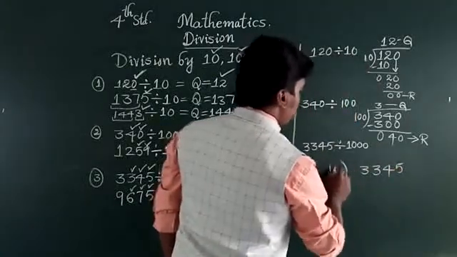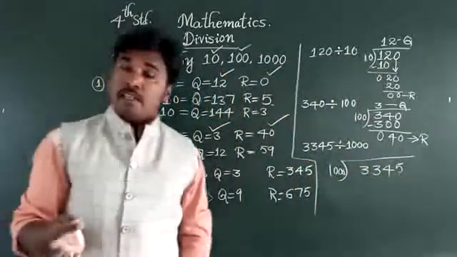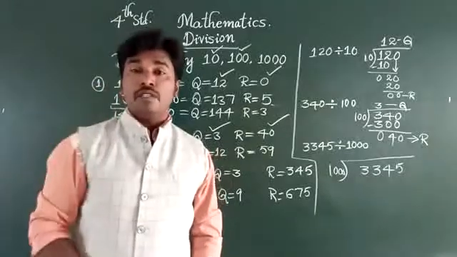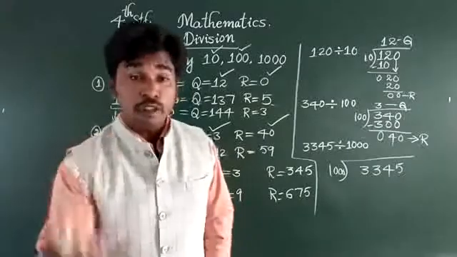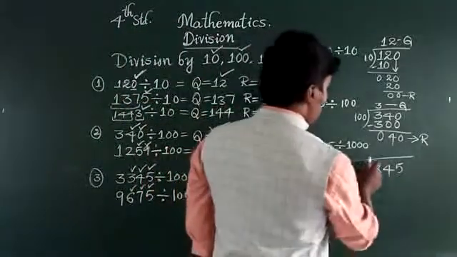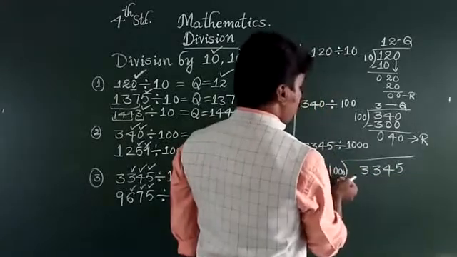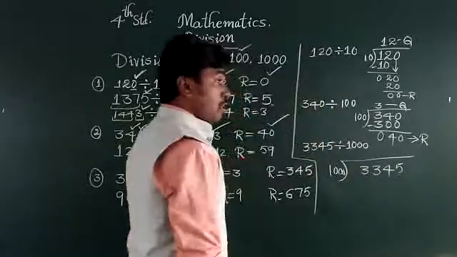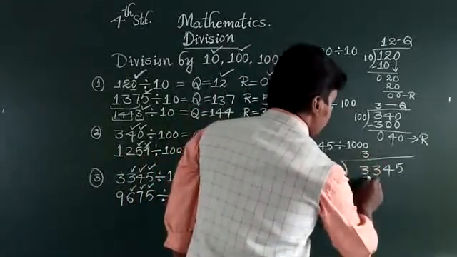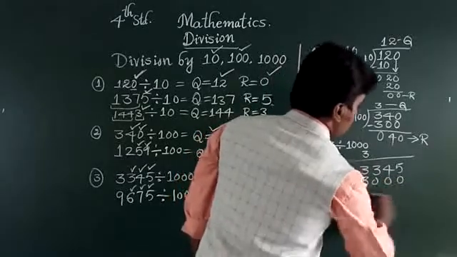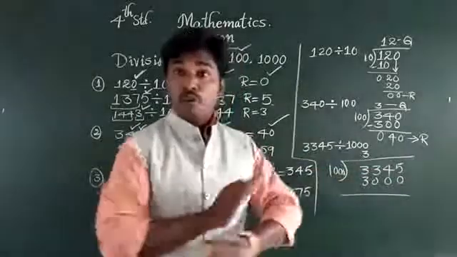3345 divided by 1000. Observe, dear children, the 1000 ones table is also very easy. 1000 ones are 1000, 1000 twos are 2000, threes 3000, fours 4000, like that. So 1000, and 3345. One is having 3 digits, the other is having 4 digits. Both the numbers are having 4 places. So 1000 threes are 3000, 1000 fours are 4000. 4000 is greater than 3345, so you cannot take it.